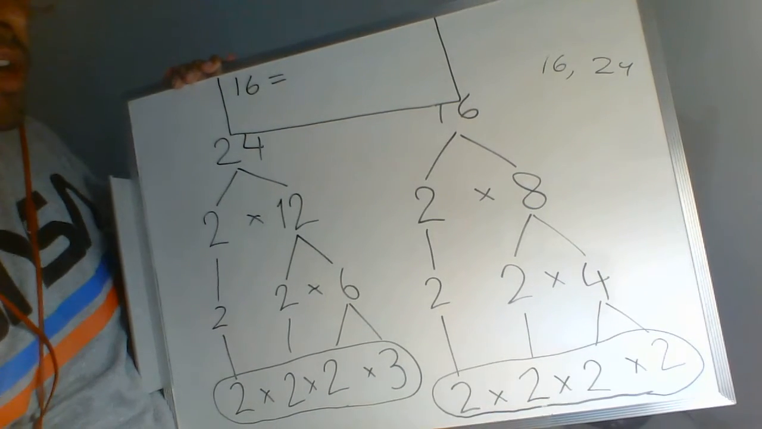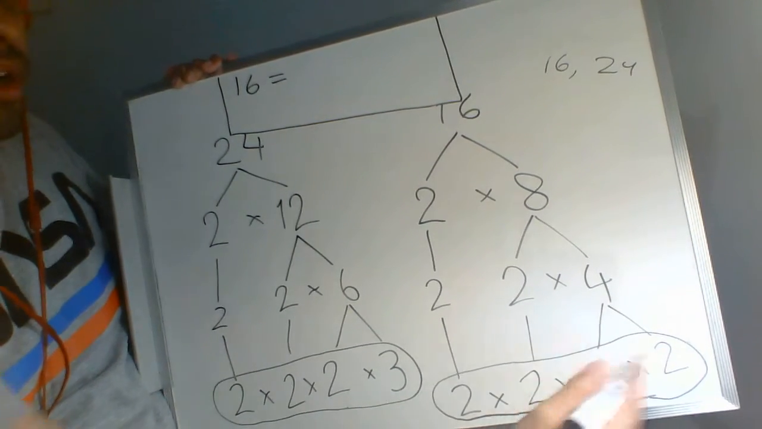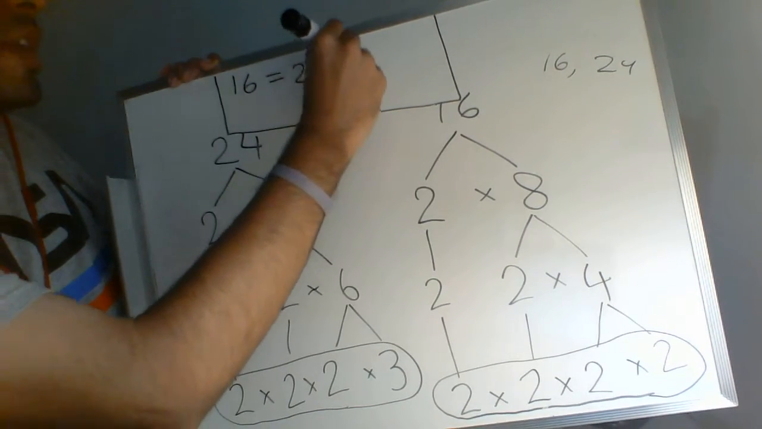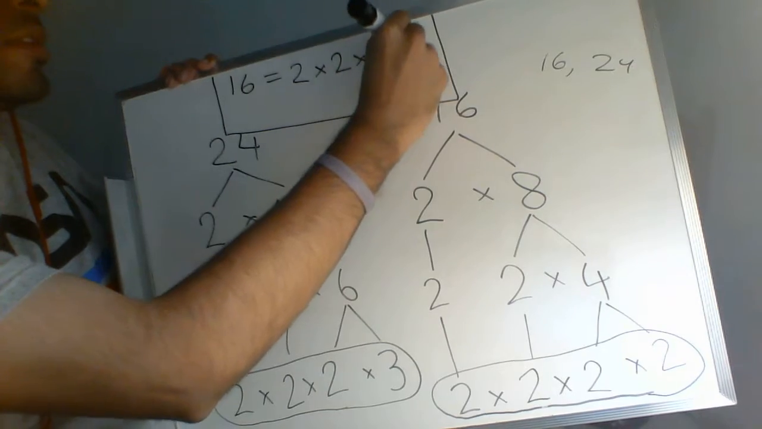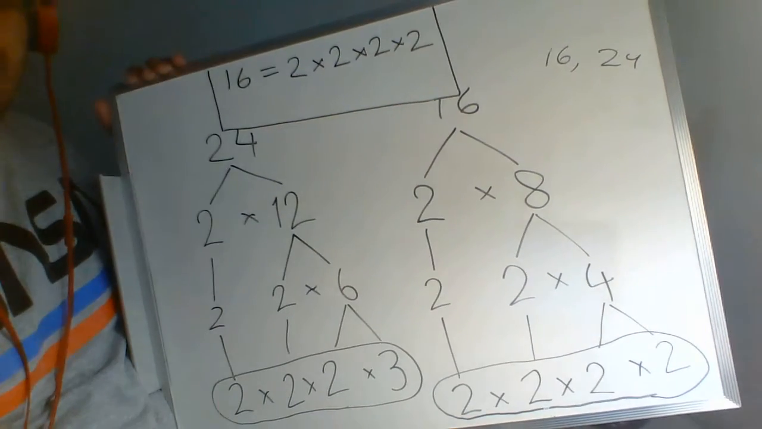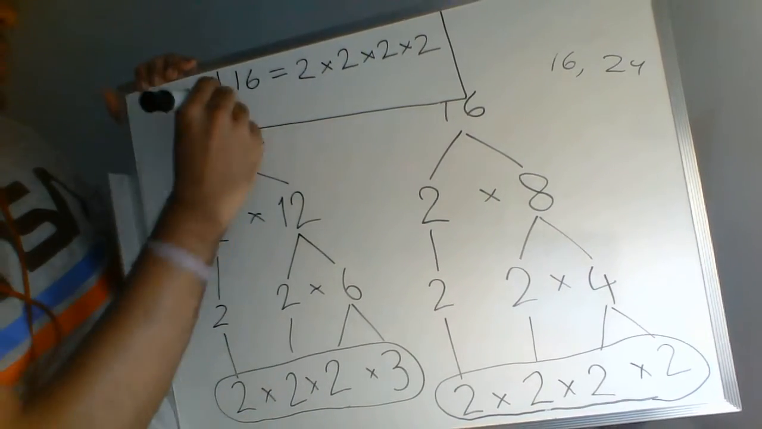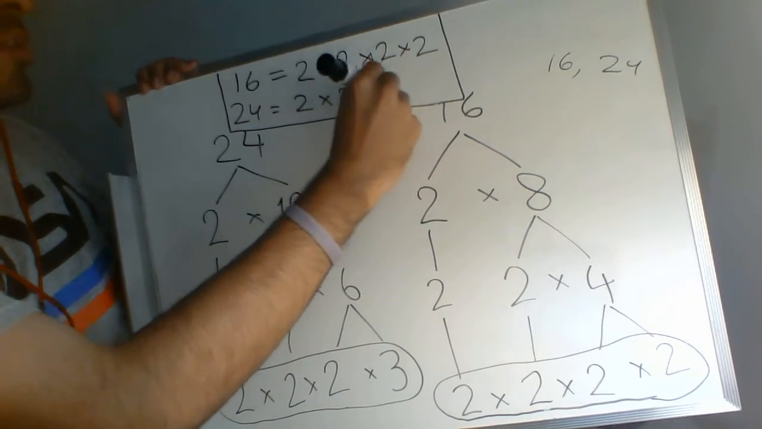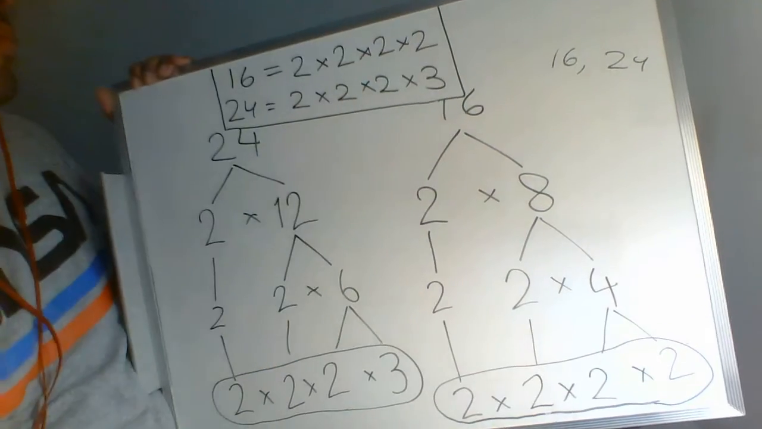this product of prime factors. So we get 16 is equal to 2 times 2 times 2 times 2. Easy enough. And then 24 is equal to 2 times 2 times 2 times 3.